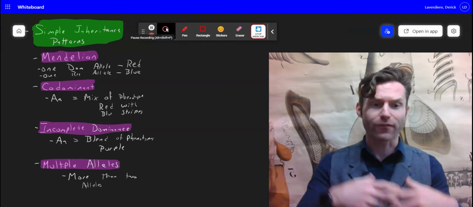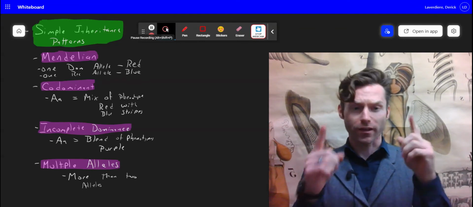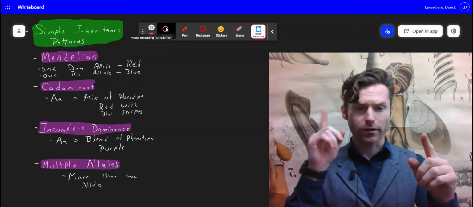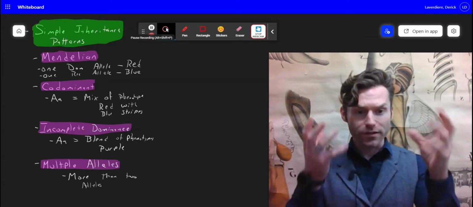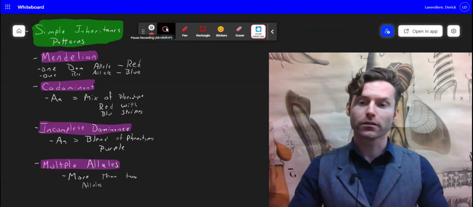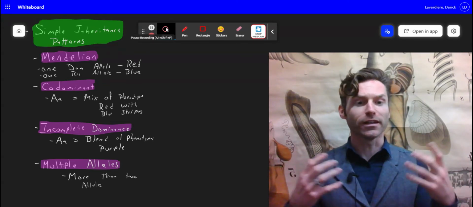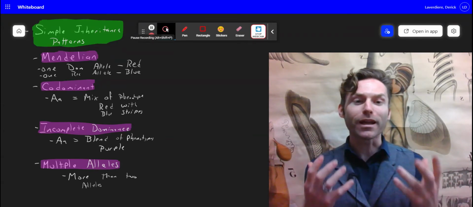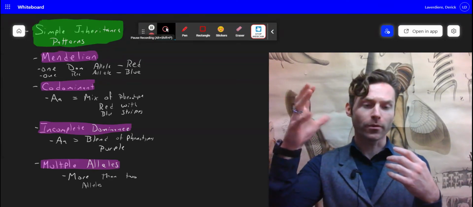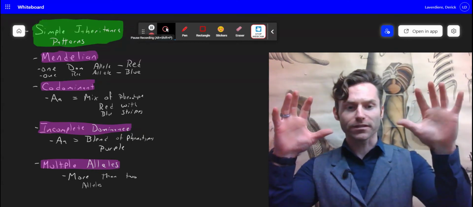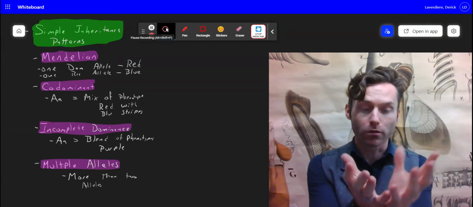Alternatively, I have incomplete dominance. It's a very similar idea, right? I still have two alleles, however, one is not dominant over the other. If I have these two proteins, they interact. And the phenotypic expression of a heterozygous in incomplete dominance is a blending of the two traits. And so if my dominant was red and my recessive was blue, I blend them together and I get purple to blend.